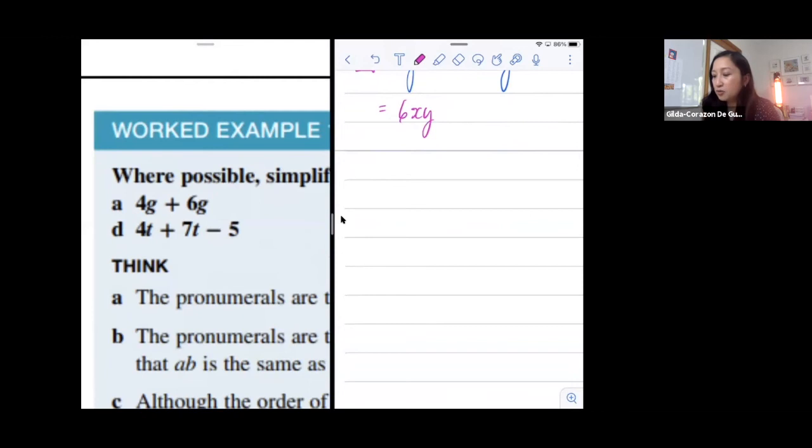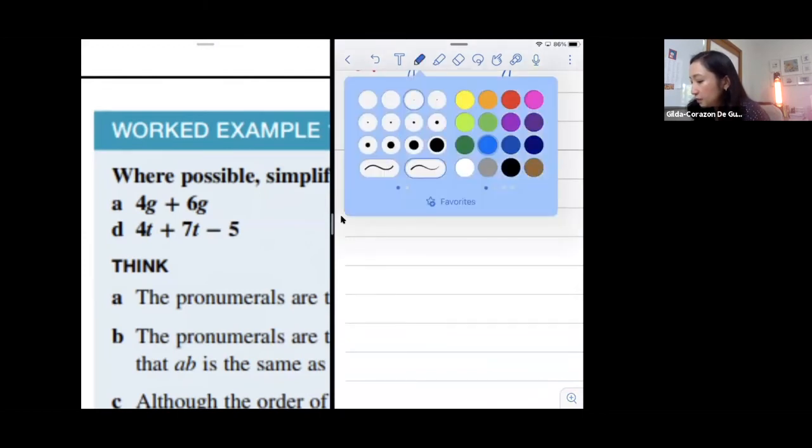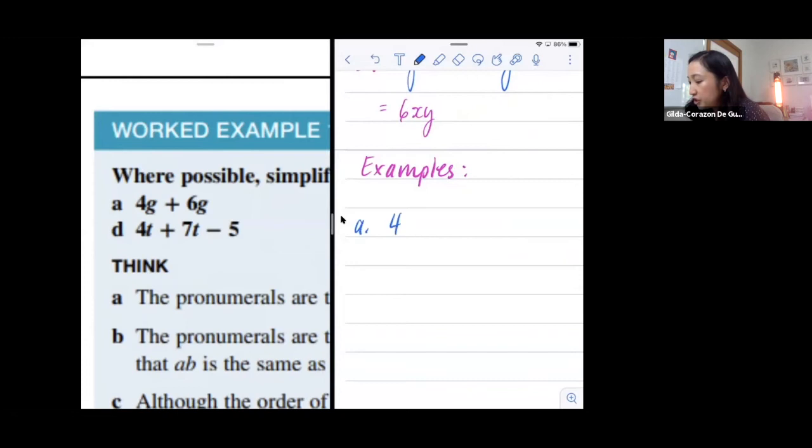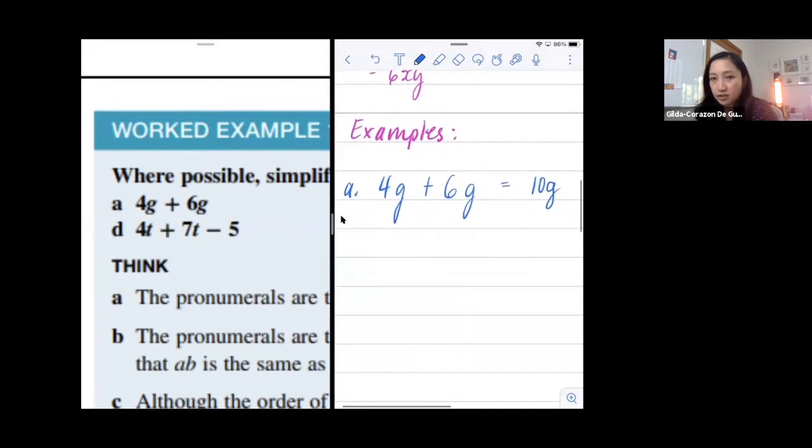Okay, let's do these examples here. When we've got 4g plus 6g, we look at the coefficients. We have 4 and 6. When we add 4 and 6, we get 10. What's our pronumeral? It's g, and therefore we simply write 10g.